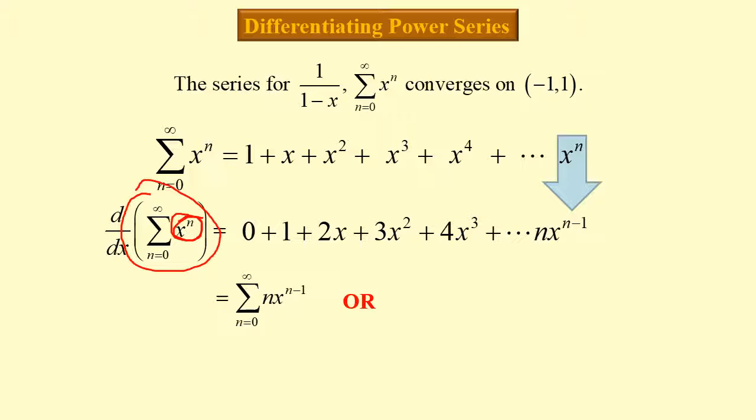Now also notice the first term of this series was a 0, which corresponds to n equals 0. Well, you could do without that 0 and still have the same series, so the index on the derivative could begin with a 1.